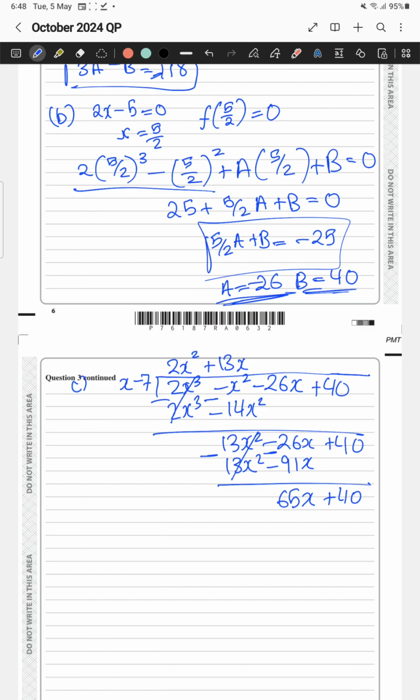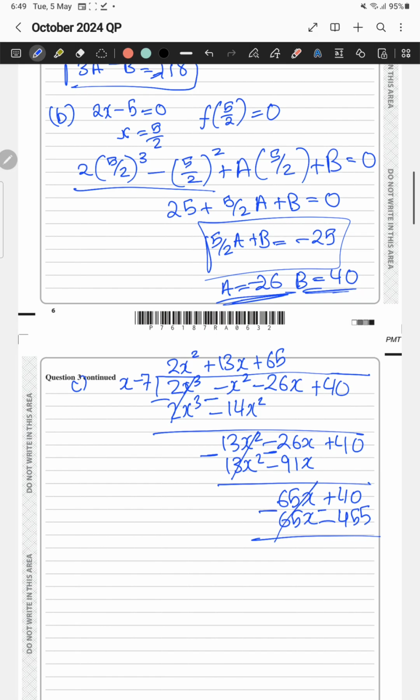Now 65x divided by x is just going to be 65. Expanded, we have 65x, and we have 65 times minus 7 is going to be minus 455. Now I'm going to minus this, 65x cancels out. Now 40 minus minus 455 is going to be 495. So our value of quotient is going to be 2x squared plus 13x plus 65.